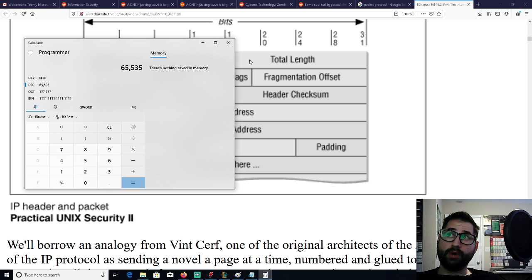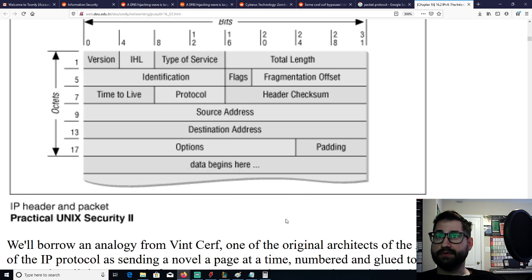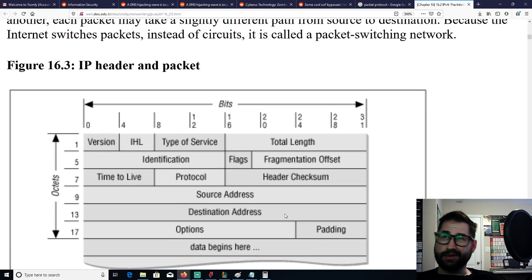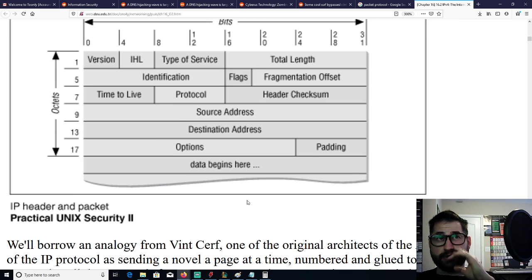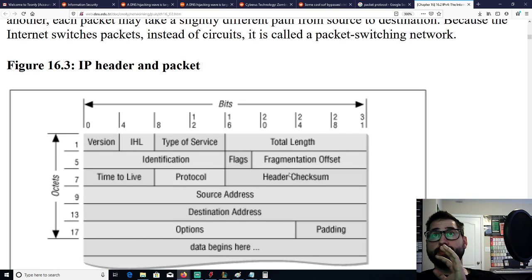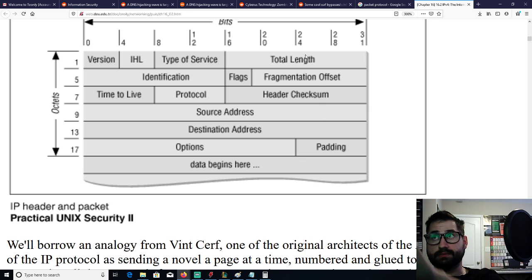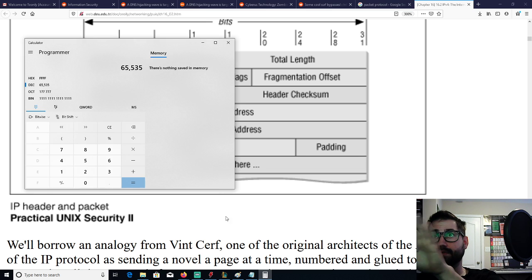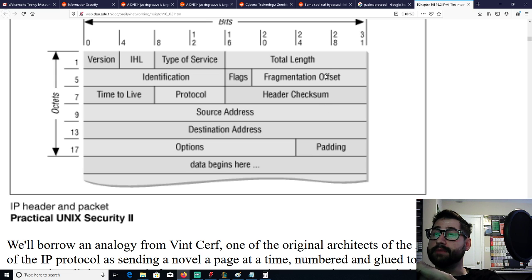If all ones were in this total length, your biggest packet you can send is 65,535. I believe there are jumbo frames and stuff, where you can shove more data into them if you wanted to, but the original IP header and packet total length is 65,535. I was getting mixed up on those last three digits, but either way, then you have an identification, flags, fragment offset.